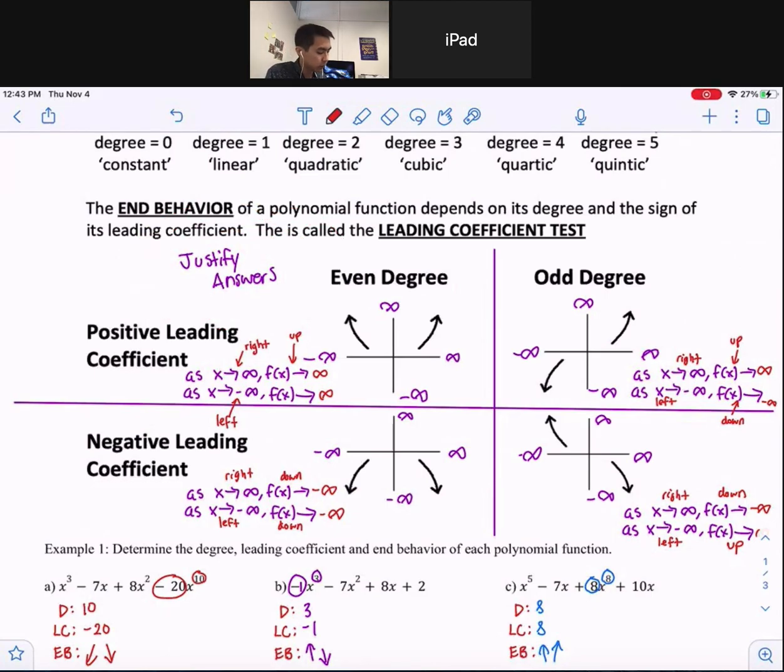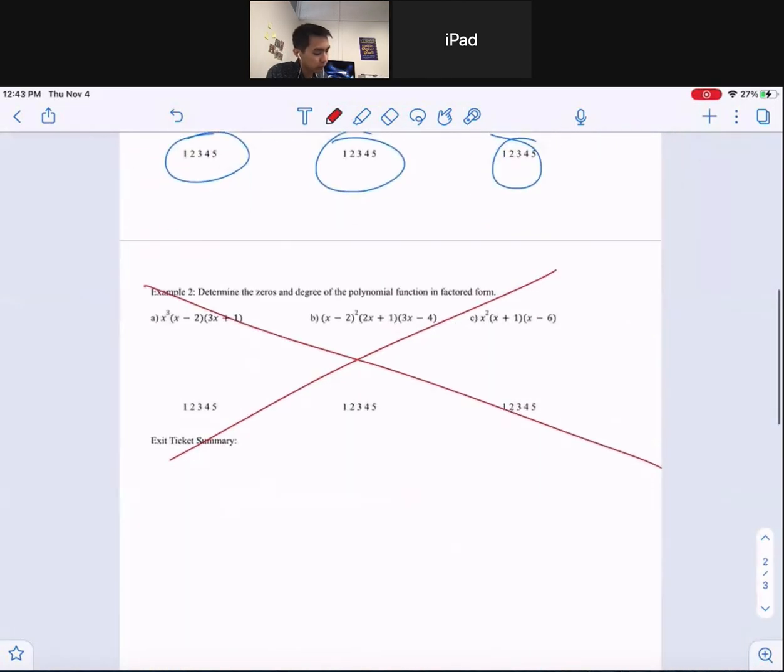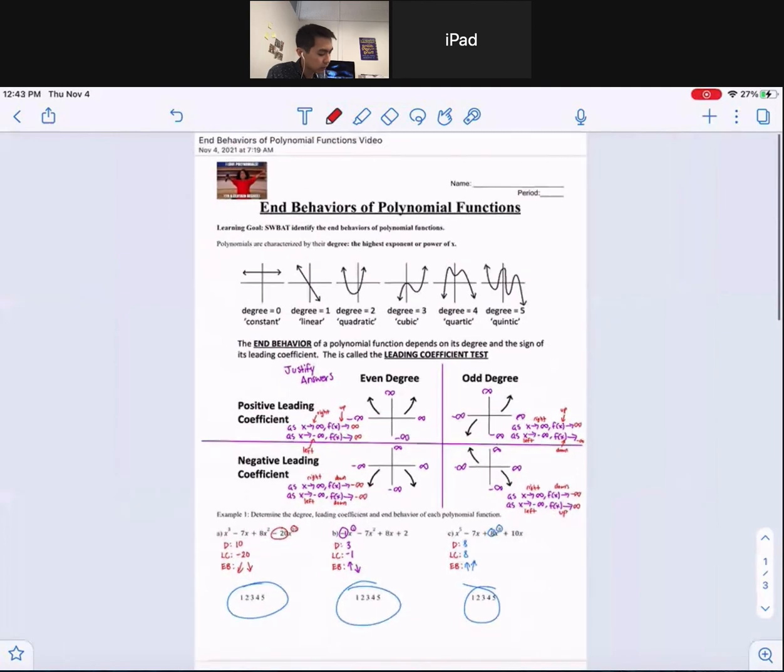So hopefully this helps you with your homework. If you have this on your back, don't worry, you don't have to do this for today. So I cross that off. So this is your notes on end behaviors.